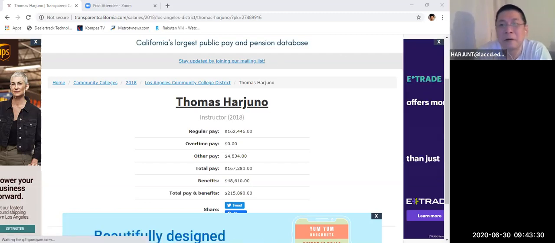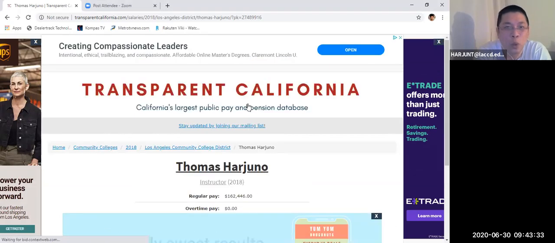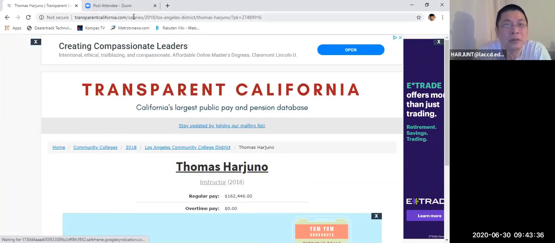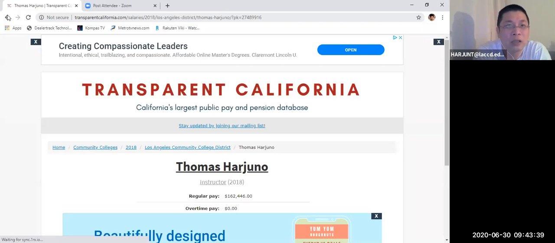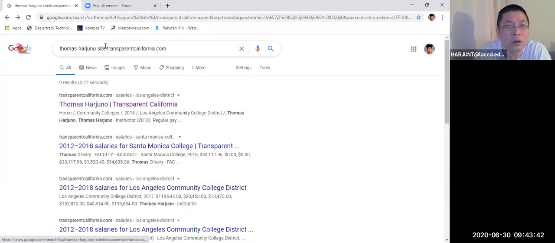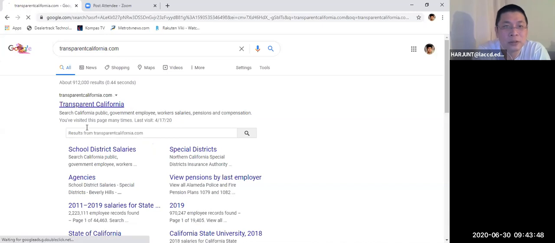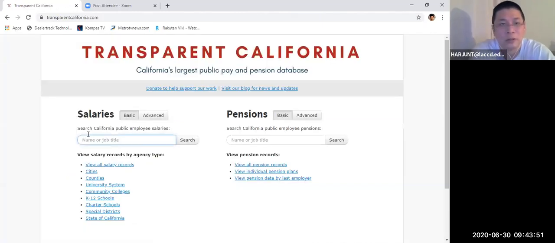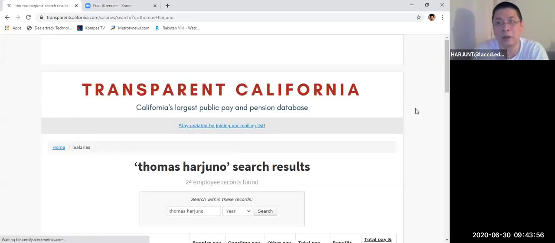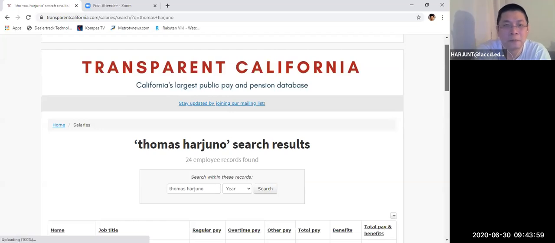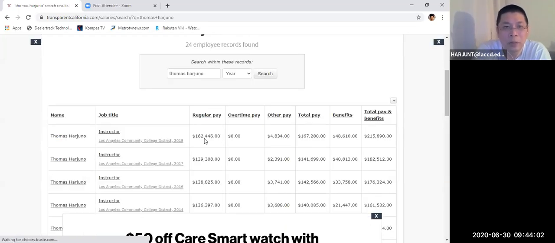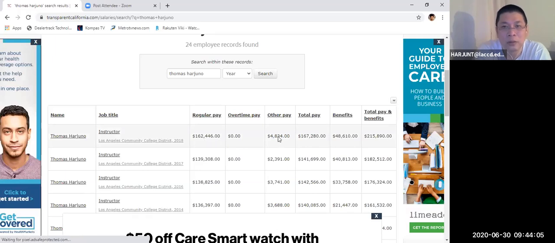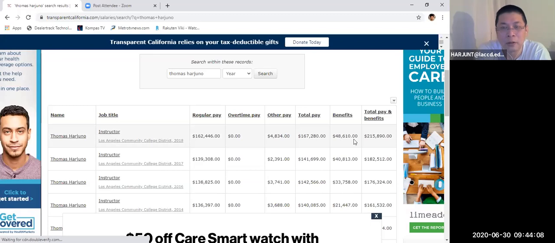In fact, let me show you more. That's not just one-time pay in 2008. Let me go to transparentcalifornia.com first. So yes, anybody, not just me, anybody, you can type the governor's name here and it will show you how much pay he got. This is my regular pay in 2008. Okay, and this is my health benefit. Of course, this health benefit will not come to my pocket.